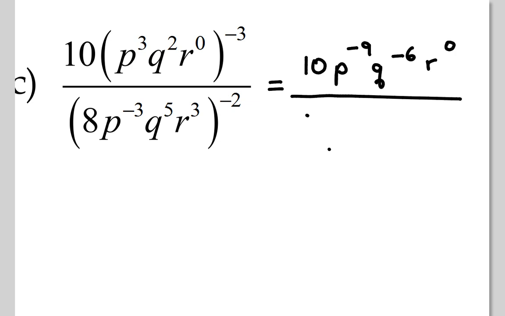All right, so we got 8 to the minus 2, p to the positive 6, q to the negative 10, and r to the negative 6. All I'm doing is multiplying.